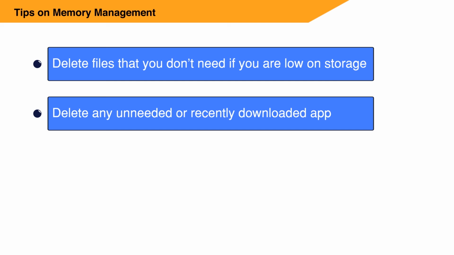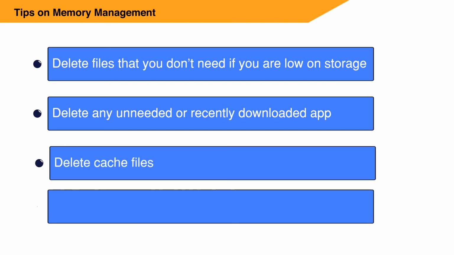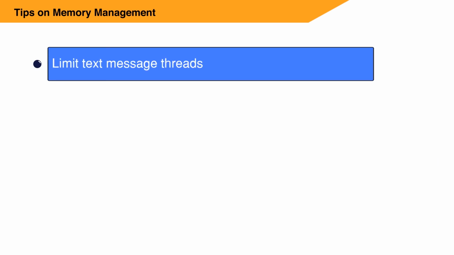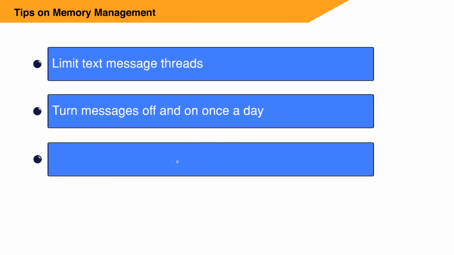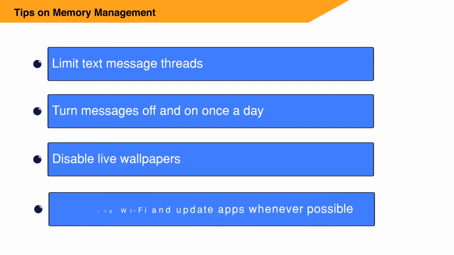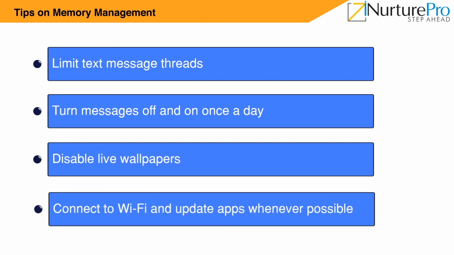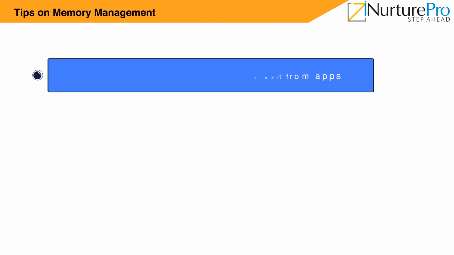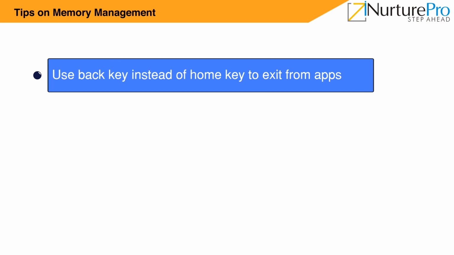Applications also create short-term memory called cache. Delete cache as well. Clear text messages. Limit text message threads. Turn messages off and on once a day. Disable live wallpapers. Connect to Wi-Fi and update apps whenever possible. Use the back key instead of the home key to exit from apps.